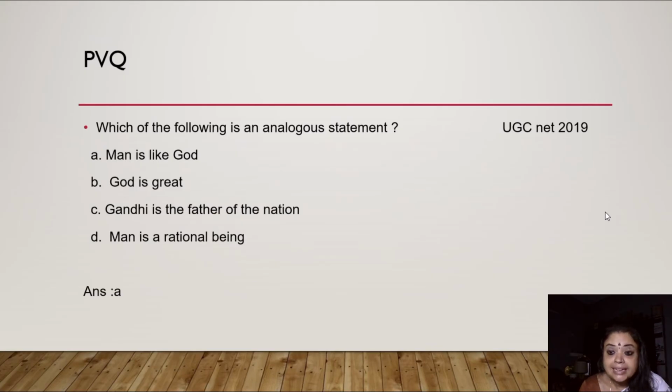Now let us come to the previous year question papers. All of these have been asked in previous UGC NET examinations. Which of the following is an analogous statement? Man is like God; God is great; Gandhi is the father of the nation; man is a rational being. So something is like the other. In which statement? Statement A, isn't it? Man is like God. So the answer is A. This was asked for the 2019 examination.